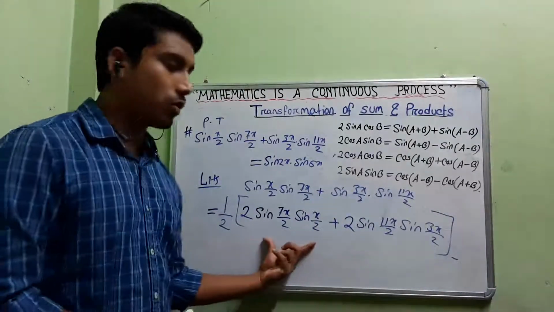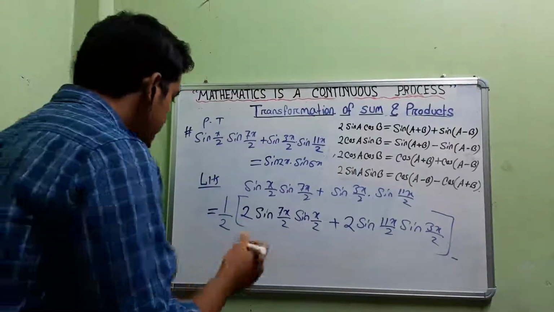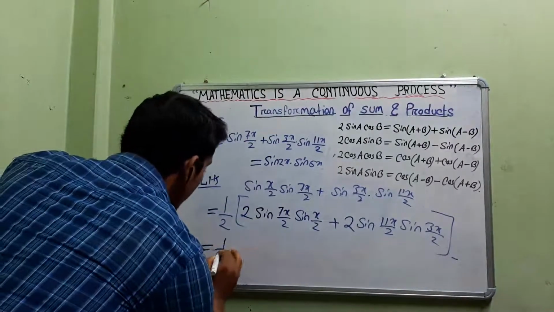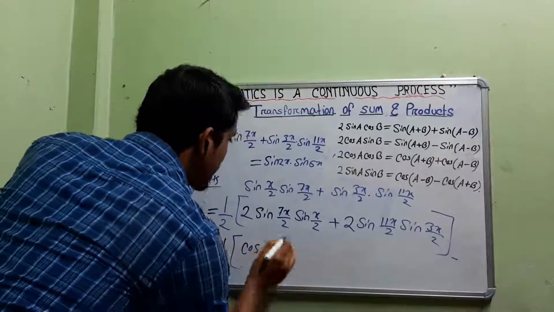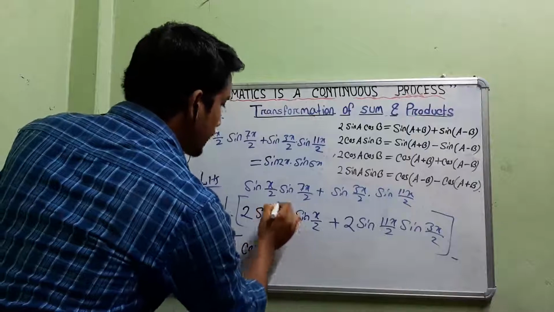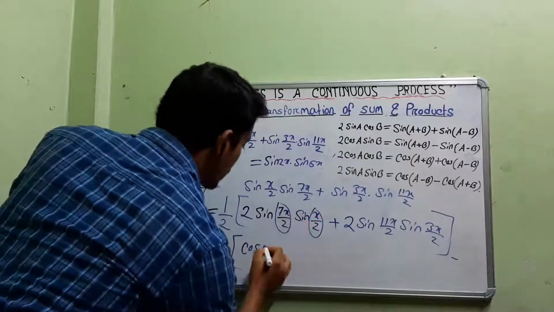Now we will follow the formula: 2 sin A sin B, again 2 sin A sin B. So what is the formula? Let us follow the formula. Half is there outside only. The 2 sin A sin B formula was cos(A minus B). A minus B means this is your A, this is your B. So 7x minus x means 6x by 2, so it will be 3x.